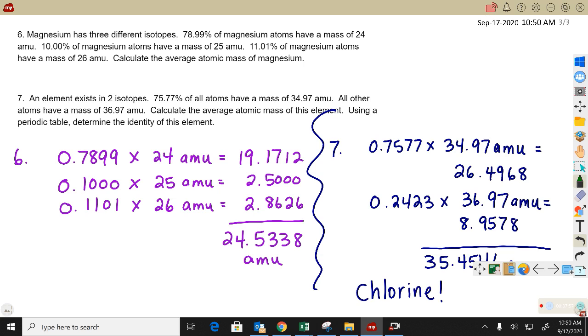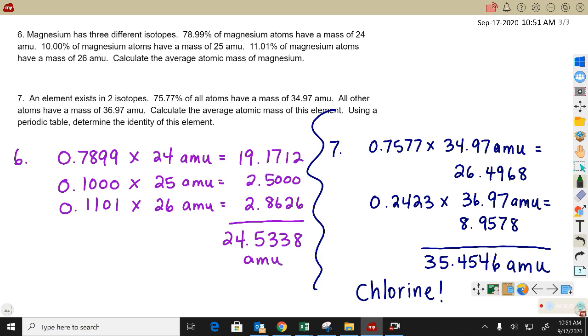Then finally, 6 and 7 have you calculating some weighted averages. And so you can use a calculator for these, obviously. Here's the gist of it. I want to take the percent abundance and multiply by the mass of that particular isotope. So in number 6, we're looking at magnesium. 78.99% of the magnesium atoms have a mass of 24 AMU. Okay, so that's a fraction of the sample.